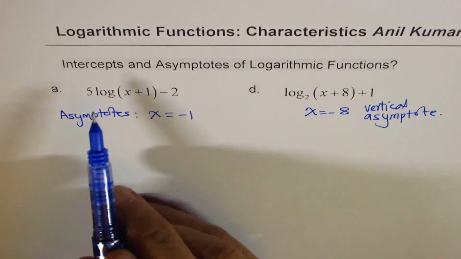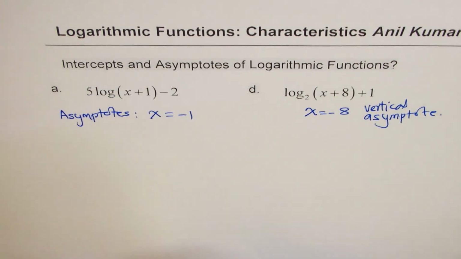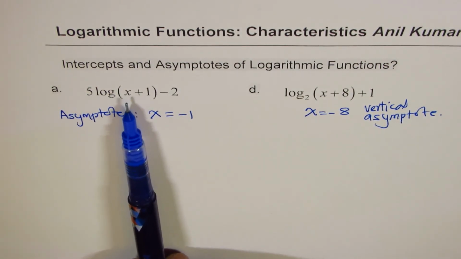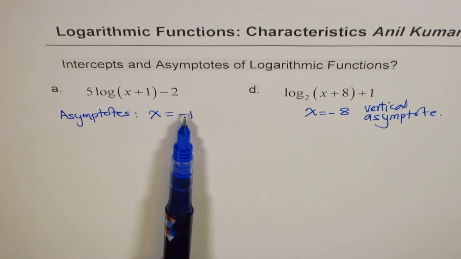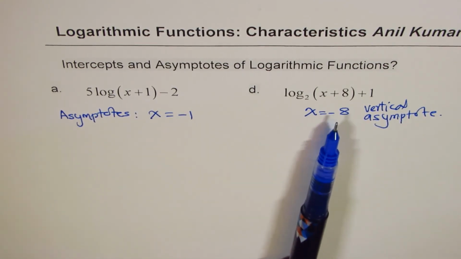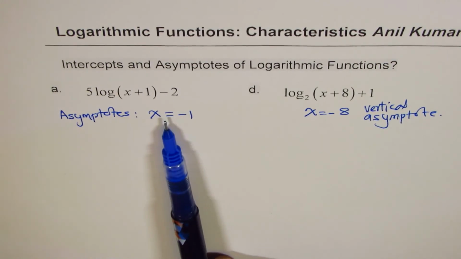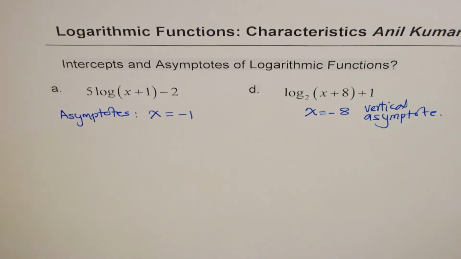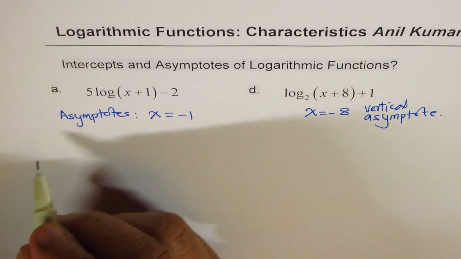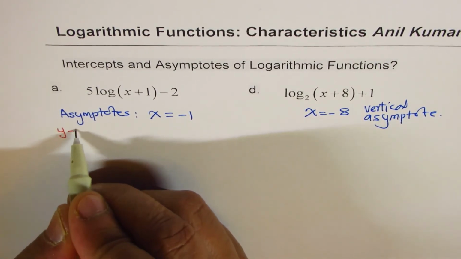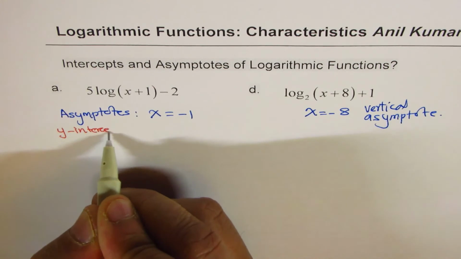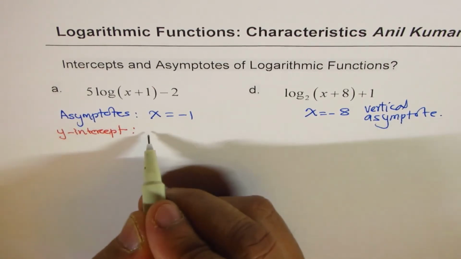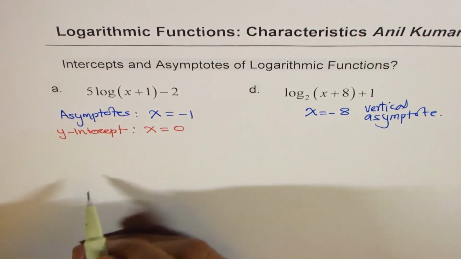Perfect. Now let's talk about intercepts. Since the graph has moved to minus 1, and here it has moved to minus 8, we expect both x and y intercepts, correct? So we'll calculate both intercepts. Let us first calculate the y-intercept. To calculate the y-intercept, we'll substitute x equals 0.